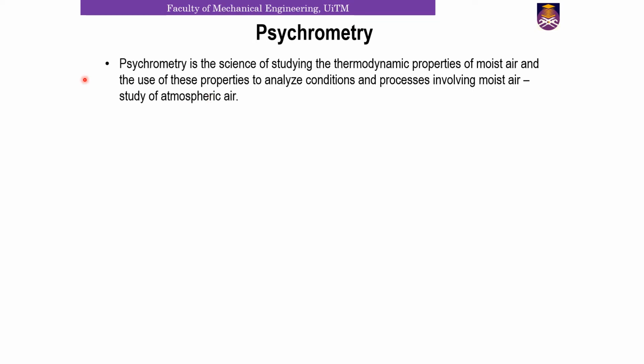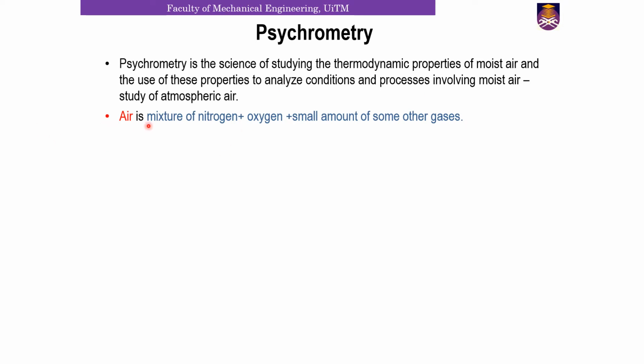Now we go to psychrometry. What is psychrometry? Psychrometry is the study of air. So what are the constituents of air? If you look at this statement, psychrometry is the science of studying the thermodynamic properties of moist air and the use of these properties to analyze conditions and processes involving moist air, that is the study of atmospheric air. Now if you look at these two words, you have moist air, meaning you have air embedded with some moisture, right? So that is psychrometry.